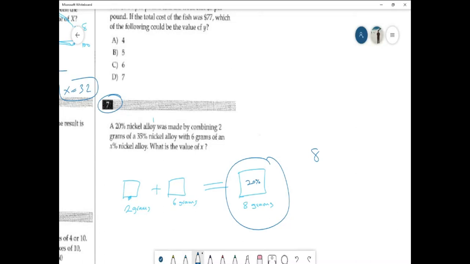That means if 100%, sorry, can I say 100? Yes, we can say that.